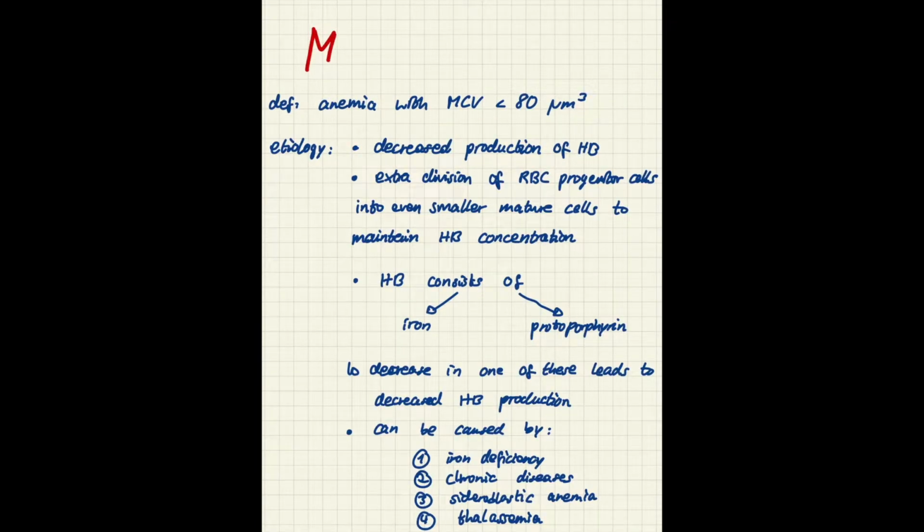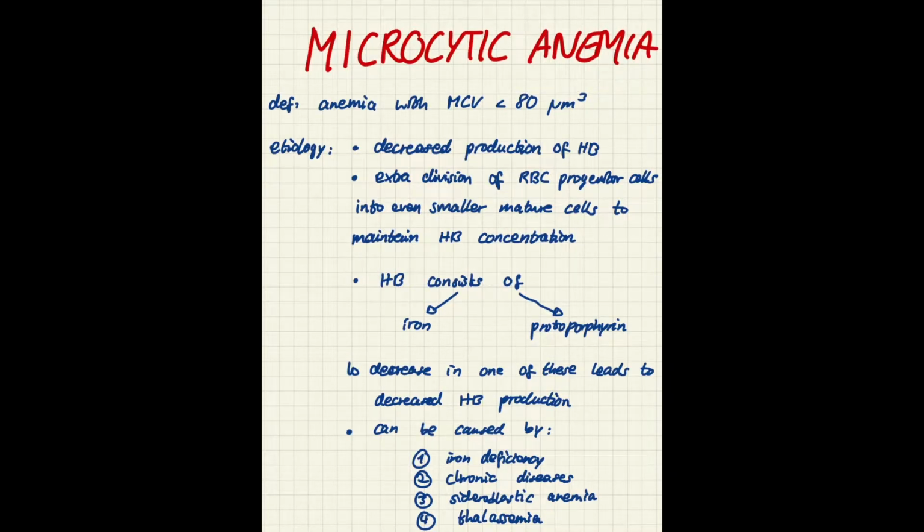Microcytic anemia is defined as an anemia with an MCV below 80 micrometers to the power of 3. The etiology is a decreased production of HB. This leads to an extra division of RBC progenitor cells into even smaller mature cells to maintain the HB concentration.